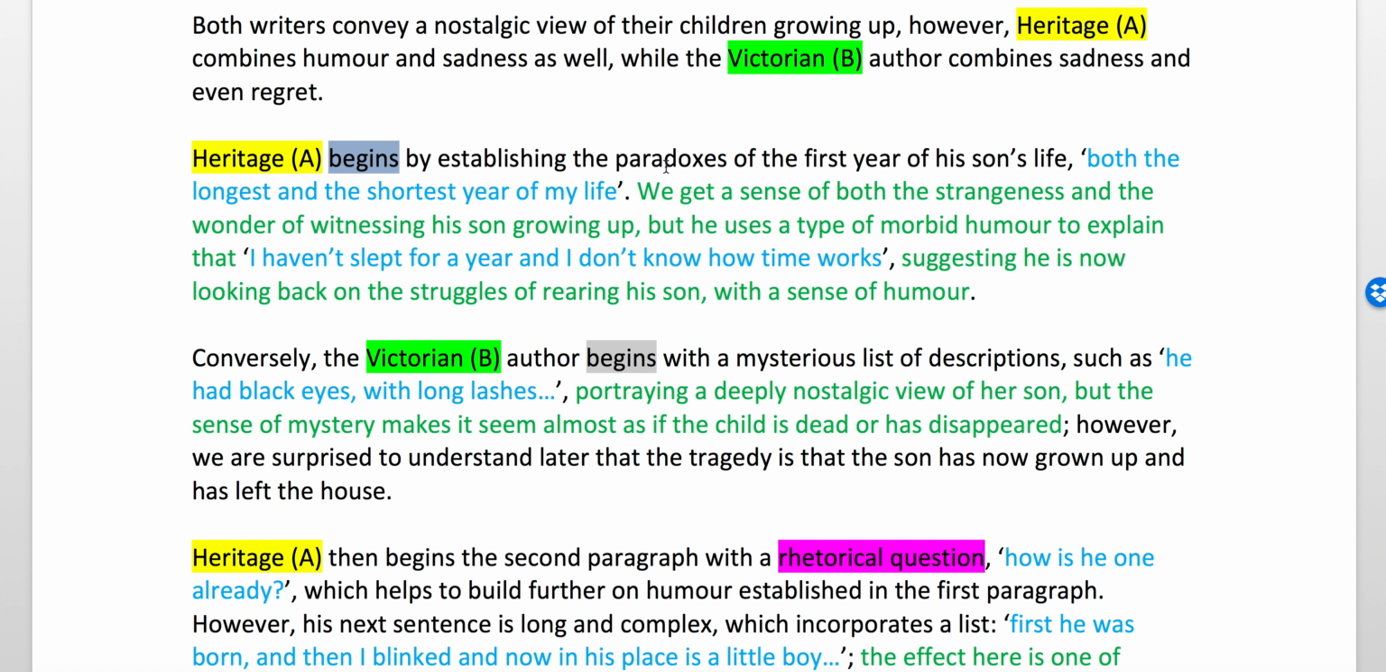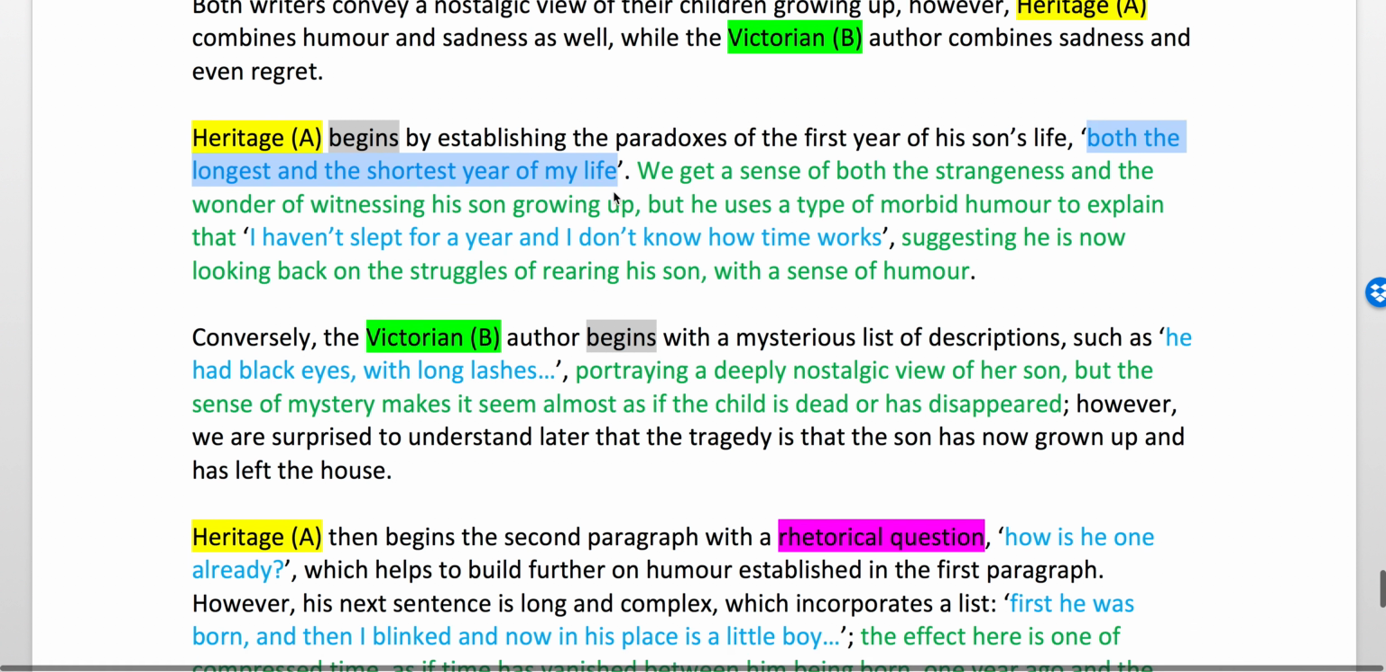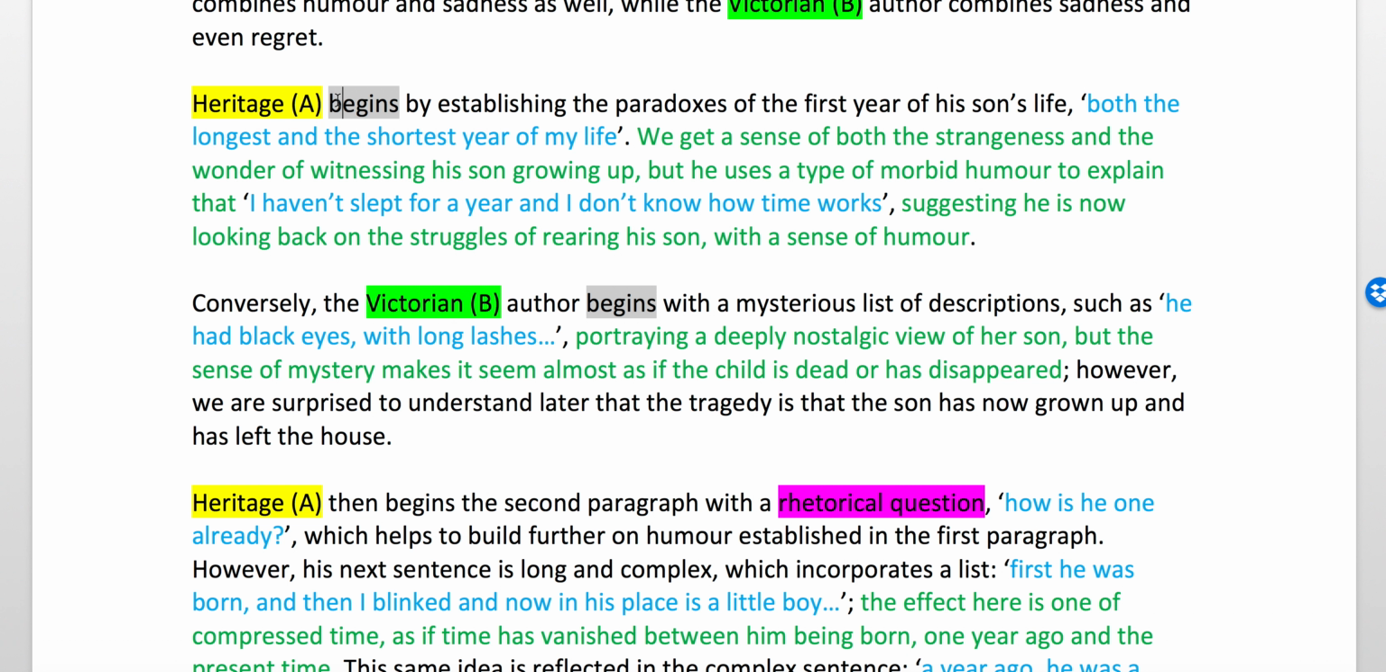By the way, paradox is a type of contrast, so it's where you have opposites close to each other. So, for example here, both the shortest and the longest year of my life. Remember, when you analyze as well, it's a good opportunity for you to think about what techniques you can use in your writing. So if you see how he uses the contrast here or the paradoxes, use that in yours as well. Use a similar idea, because it's a very effective use of structure. So you notice begins here, so notice the beginning there, and then beginning here as well.